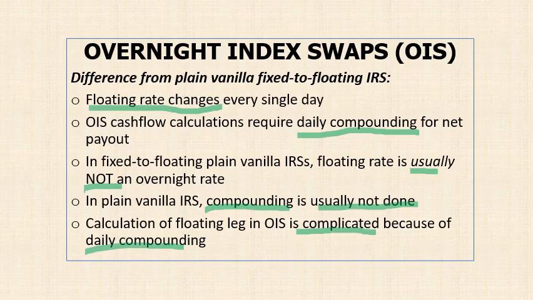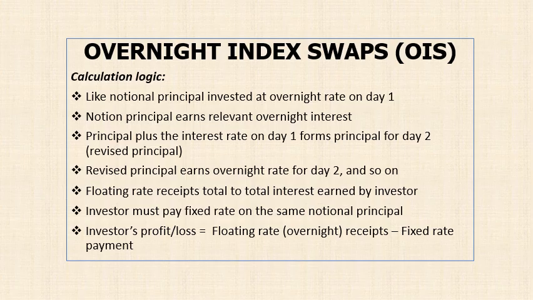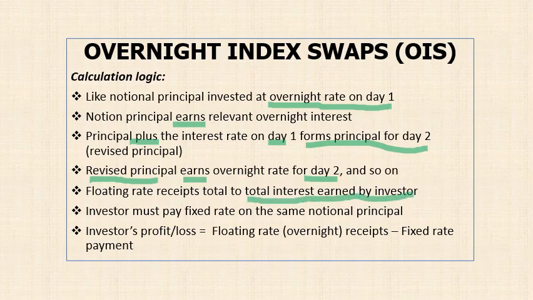You can think of it as the notional principal amount being invested at the overnight rate on day one, where it will earn the relevant overnight interest. The principal plus the interest on day one will form the principal for the next day, day two, and this revised principal will earn the overnight rate for day two, and so on. At the end of the term of the OIS, the value of the total interest earned will be the floating leg receipt. We need to subtract the fixed rate payment from this total floating rate receipt to know whether a net payment is receivable or payable.